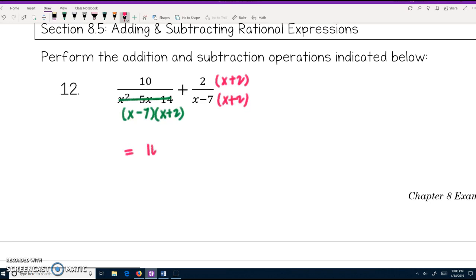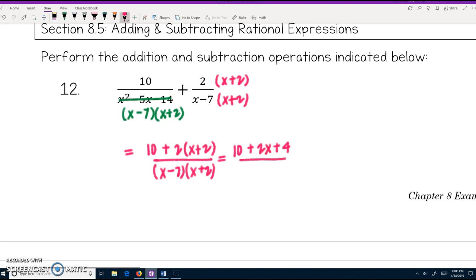And then I can add the whole thing on top of the same denominator, that x minus 7, x plus 2. So I'm going to distribute and combine like terms up above. So I'll have 10 plus 2x plus 4. Still the same denominator, hasn't changed. And then x plus 2 here. And then this is going to become a 2x plus 14 up top. And this is an x minus 7, and this is an x plus 2.